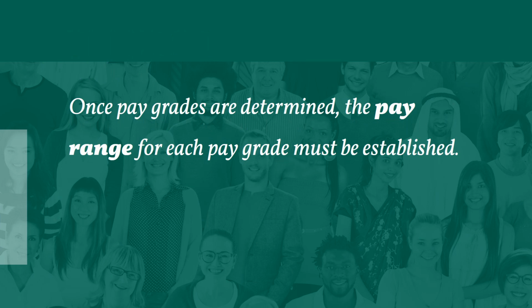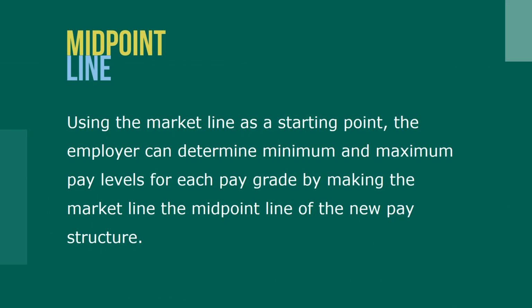Once pay grades are determined, the pay range for each pay grade must be established. Using the market line as a starting point, the employer can determine minimum and maximum pay levels for each pay grade by making the market line the midpoint line of the new pay structure. For example, in a particular pay grade, the maximum value may be 20% above the midpoint located on the market line, and the minimum value may be 20% below it.